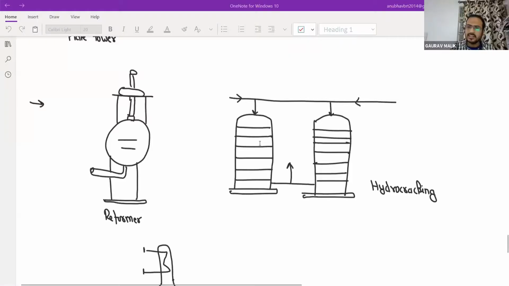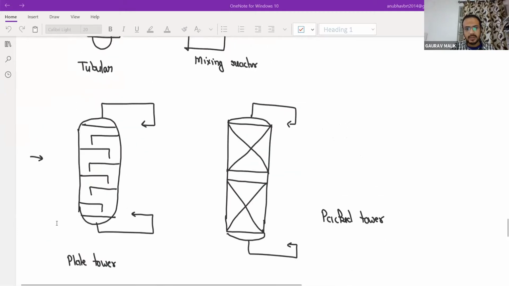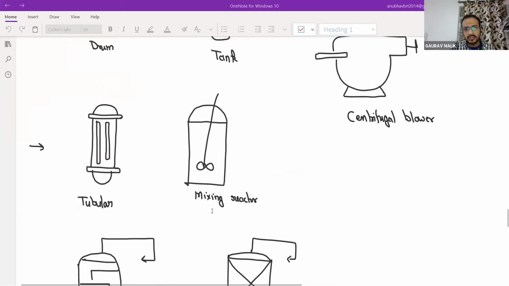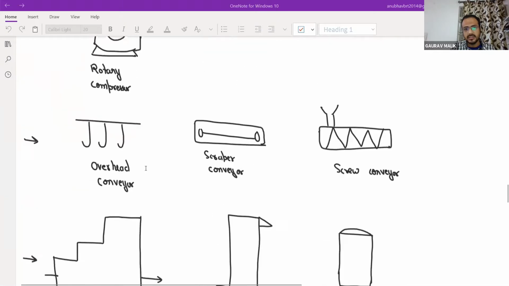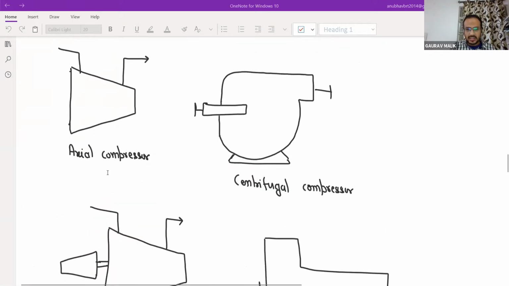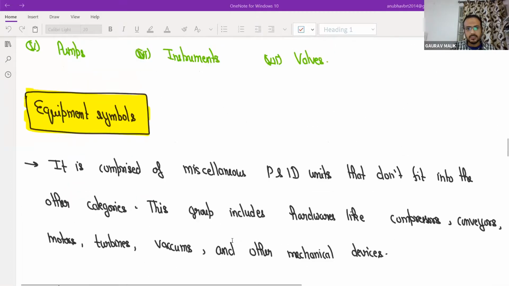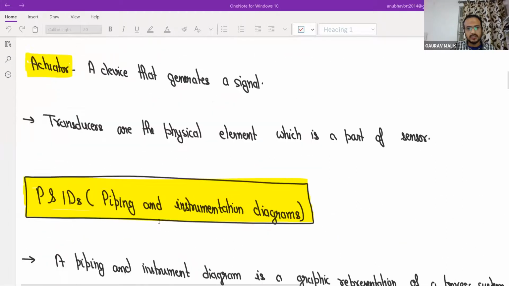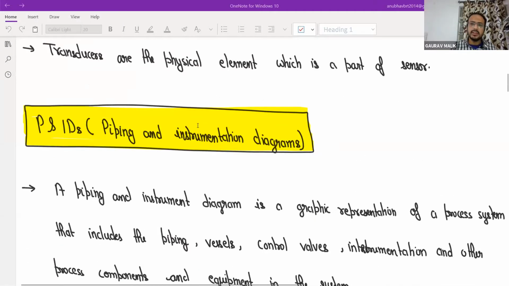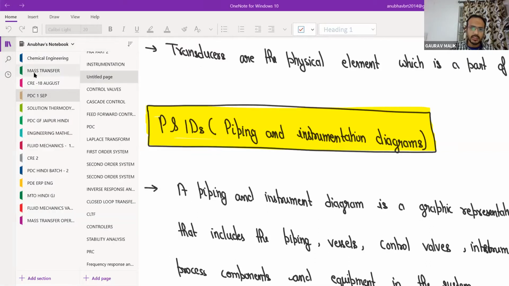This part is the newly added syllabus in PDC: plate tower, packed tower, tubular mixing reactor, tank, drum, positive displacement, axial compressor, centrifugal compressor, reciprocating compressor. This is the newly added part, that is P and ID, piping and instrumentation diagrams. From this part, this year they will ask at least one question because that is newly added in the syllabus. And as far as I am concerned, they will ask a question from this section.